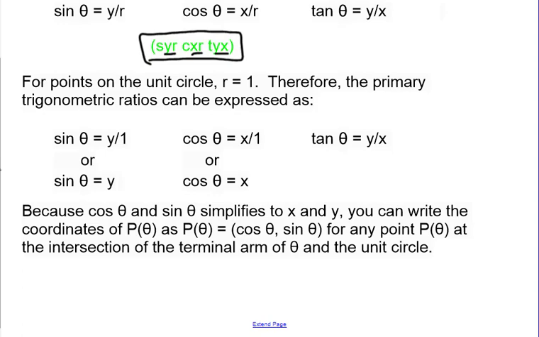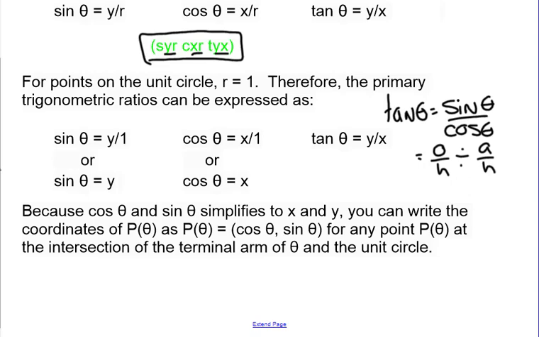Therefore, those primary ratios: our sine is our y, our cosine is our x, and our tangent is y over x. We also talked about the tangent of theta being sine of theta over cosine of theta. What that comes from is, sine we know is opposite over hypotenuse, and we're dividing it by our cosine, which is adjacent over hypotenuse. When you divide, you multiply by the reciprocal. So we have opposite over hypotenuse times hypotenuse divided by adjacent, which when you reduce, you're left with opposite over adjacent.